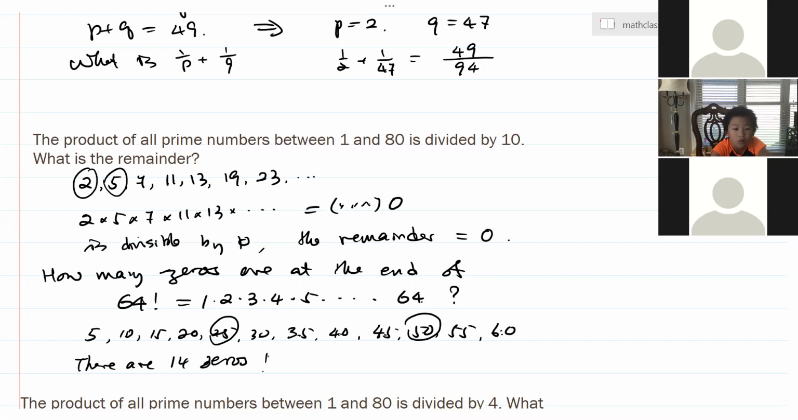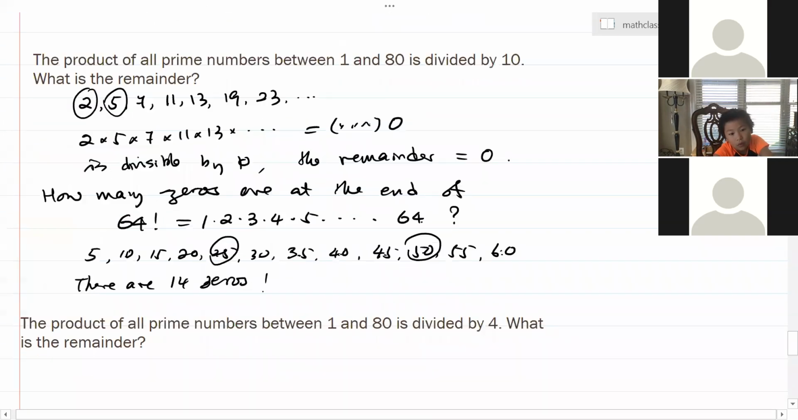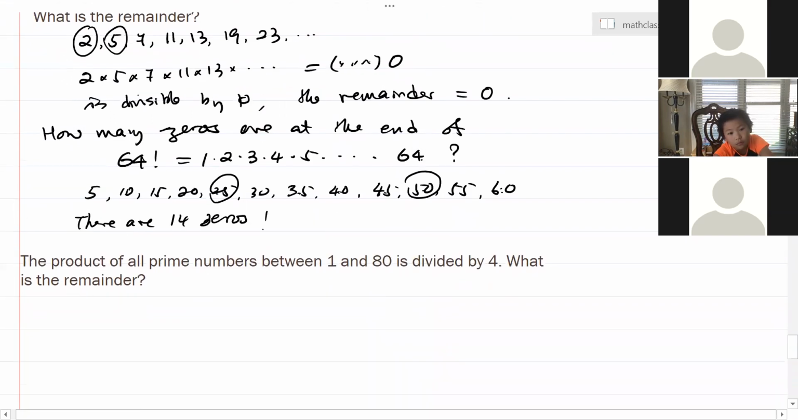So each 2 and 5, when multiplied out, you get 10. So that's why it's guaranteed. All you need to do is just check how many factors of 5 there are. Okay. All right, so let's take a look at the prime numbers again.